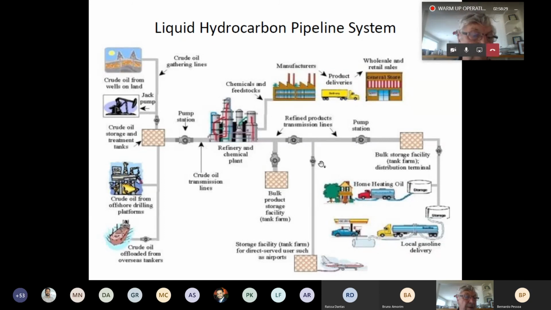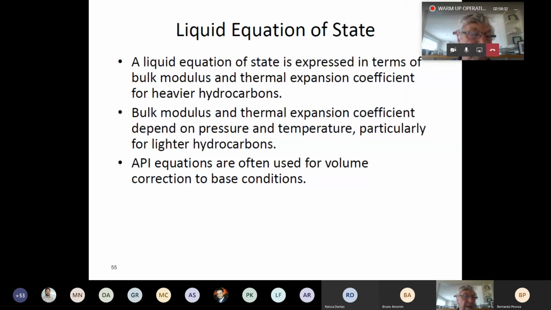We can go to 55. An equation of state for liquids. We find there the American Petroleum Institute and ARCO, Atlantic Richfield, produced a bunch of equations that people use to describe the equation of state for liquids in terms of the bulk modulus, the temperature, the thermal expansion coefficient. And they're a function, as I say, of the pressure and temperature. And those equations, when we do our hydraulic calculations, are embodied in the equations.